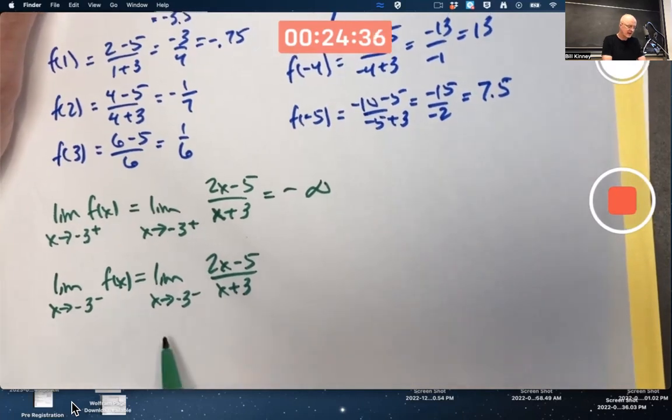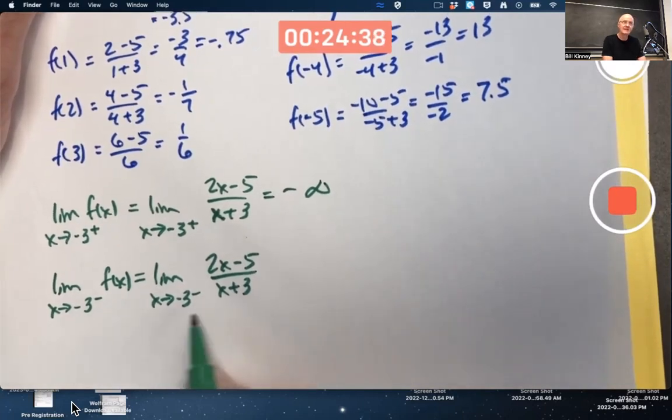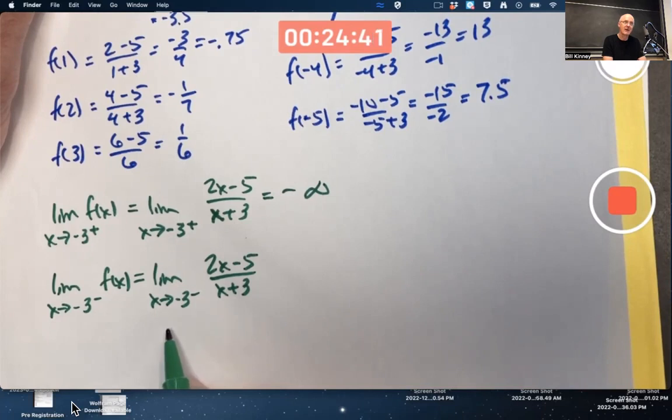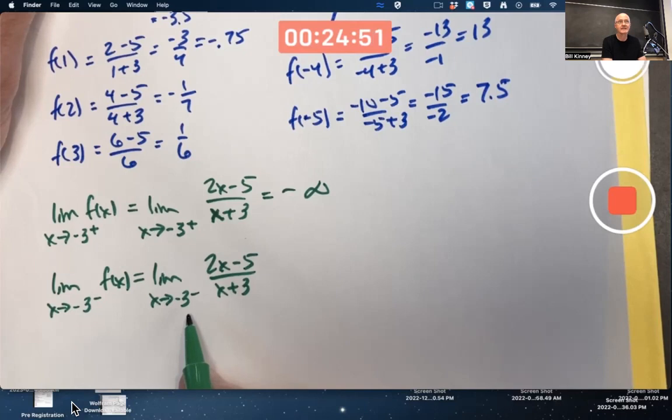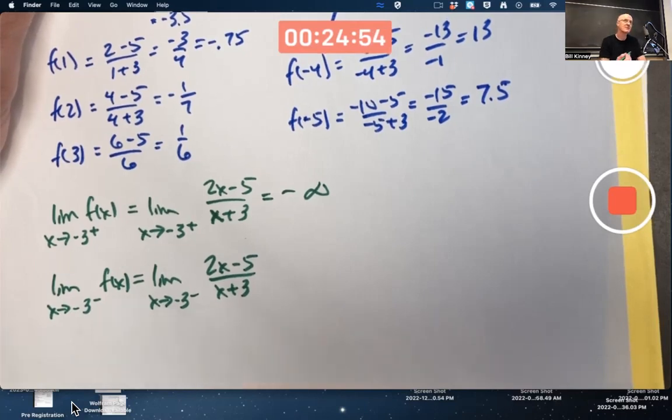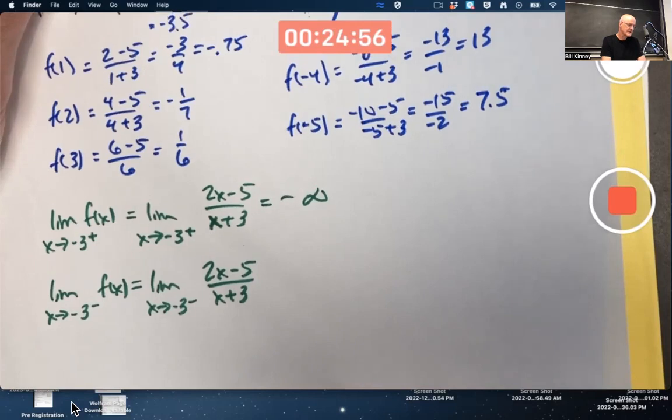How about if we approach -3 from the left? You see two negative signs here. The first negative means this is -3. The second negative does not mean a negative number, but in this case, they happen to be. It means you're approaching -3 from the left. These are called one-sided limits. You're approaching either from the right or from the left.